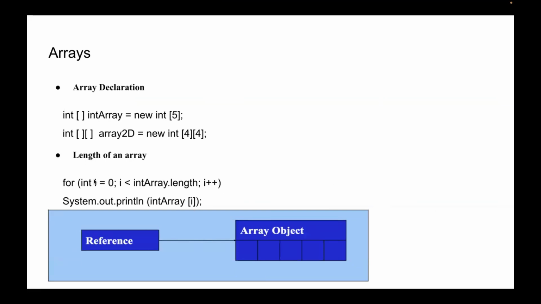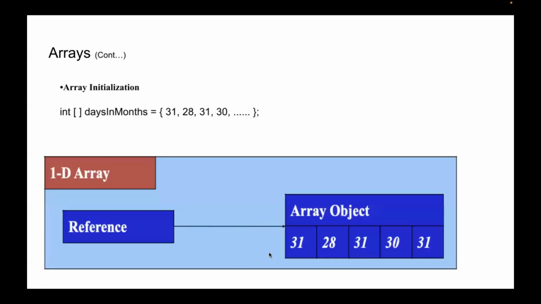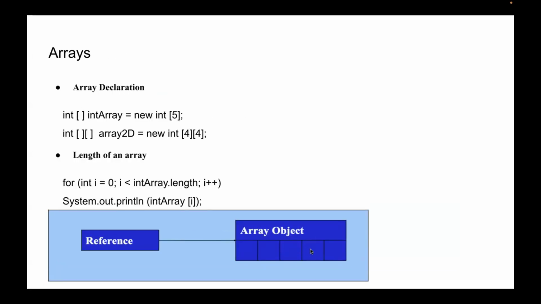Now, the length of an array, we had already seen how we compute it: array reference dot length. Whatever reference variable you have created for the array, if you do dot length on it, you will get the length of the array. This reference is pointing to the array object. When we create an array of size 5, there are 5 boxes in this array object: 1, 2, 3, 4, 5. The first one is at index 0, the second at index 1, then index 2, index 3, and index 4. We have already seen this in the demo. So let's move forward.